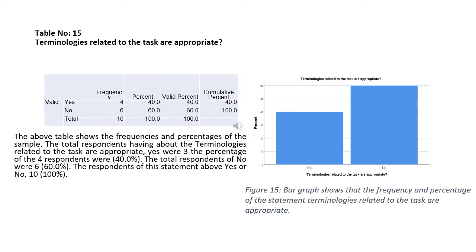Table number 15. According to the questionnaire statement, terminologies related to the task are appropriate. Yes or no? Most of the respondents said no and the minimum said yes. The bar graph shows the frequency and percentage of the statement that terminologies related to the task are appropriate.